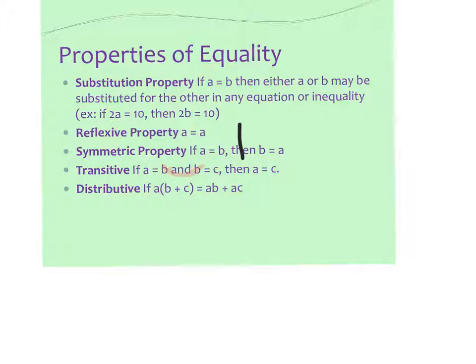And then distributive property, which everyone should be familiar with, is when you distribute a number outside of your parentheses to both of the terms inside. So these are some additional properties of equality. Everybody good? Anybody still need it?